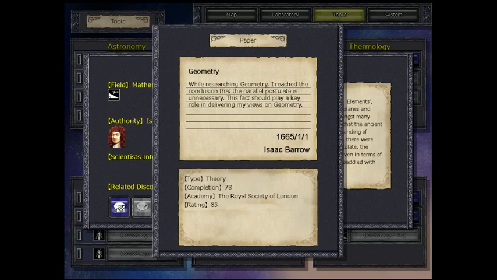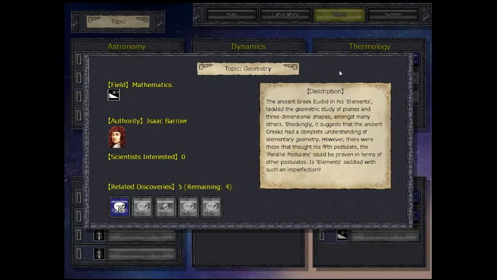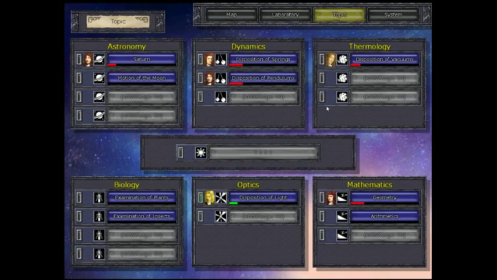There it is. While researching geometry, I reached the conclusion that the parallel postulate is unnecessary. This fact should play a key role in delivering my views on geometry. Okay, so Barrow, our competitor, has had some success, our competitor in the field of optics.